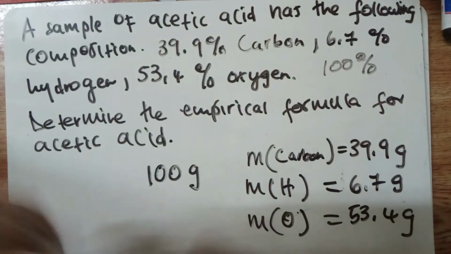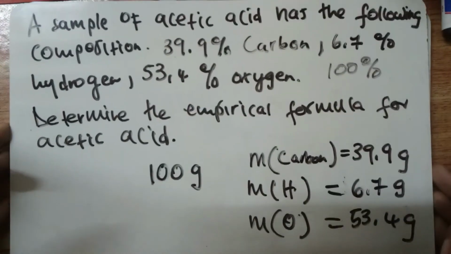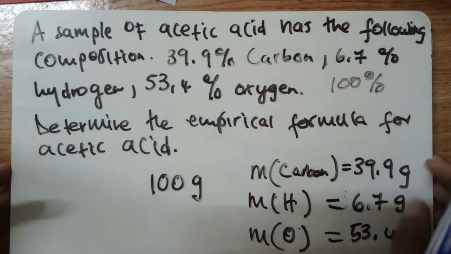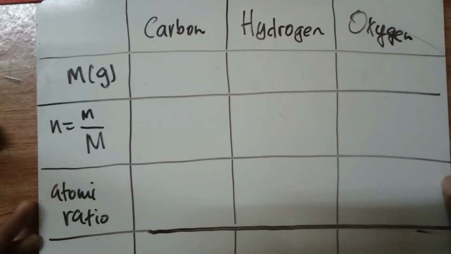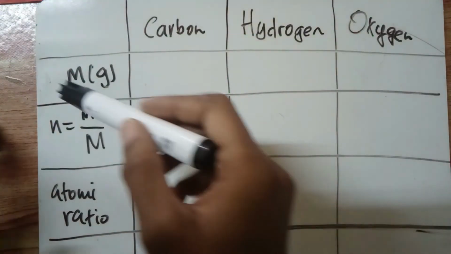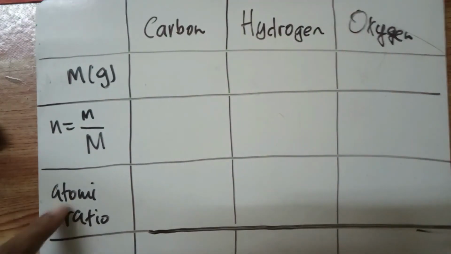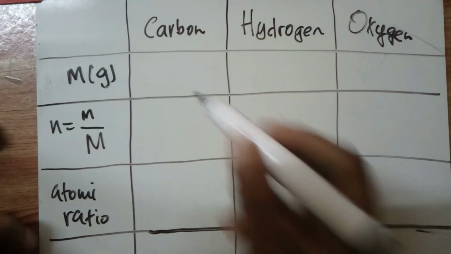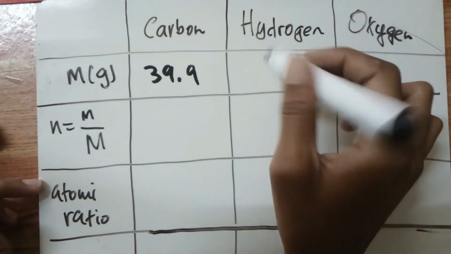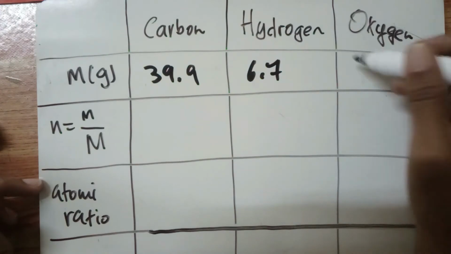It's just the same process that we did earlier in terms of finding the empirical formula. So let us do the same thing. We'll draw those tables of ours. As I did the other time, I drew a table. In this column, I wrote carbon at the top, hydrogen, oxygen, and then here will be the mass, the number of moles, as well as the atomic ratio. So the mass of carbon, we said it is 39.9, the mass of hydrogen is 6.7, and then the mass of oxygen is 53.4.